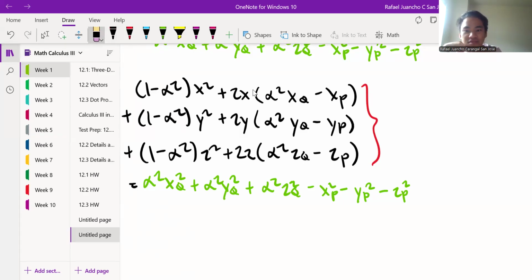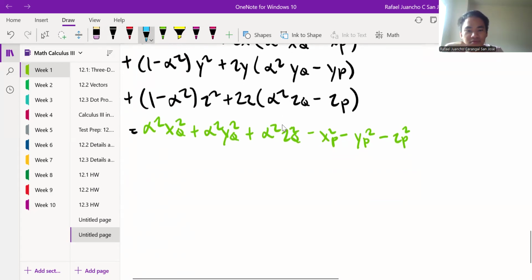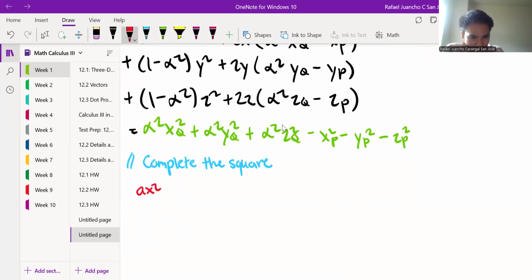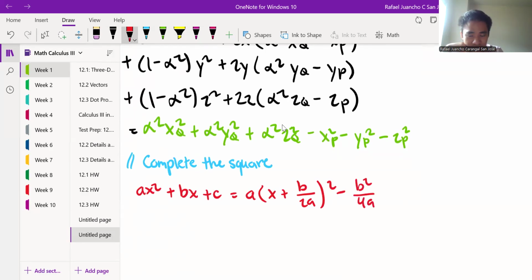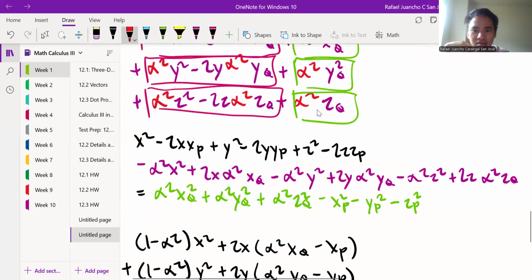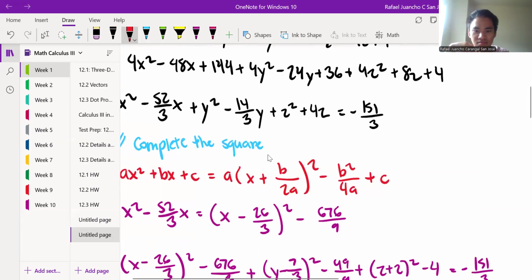Okay, so what are we going to do now? Well, we're now going to complete the square. And we can use that formula that we used earlier. So it was ax plus b over 2a, squared, minus b squared over 4a, plus c. This formula.